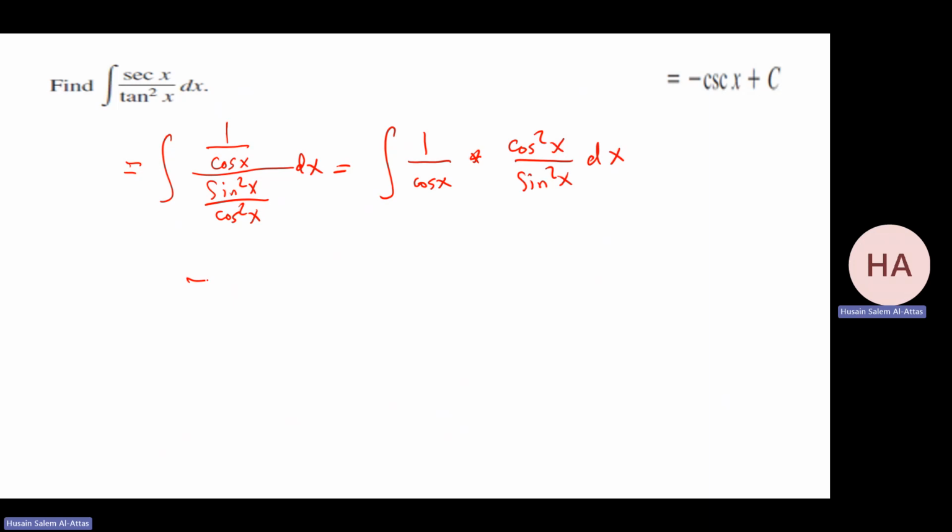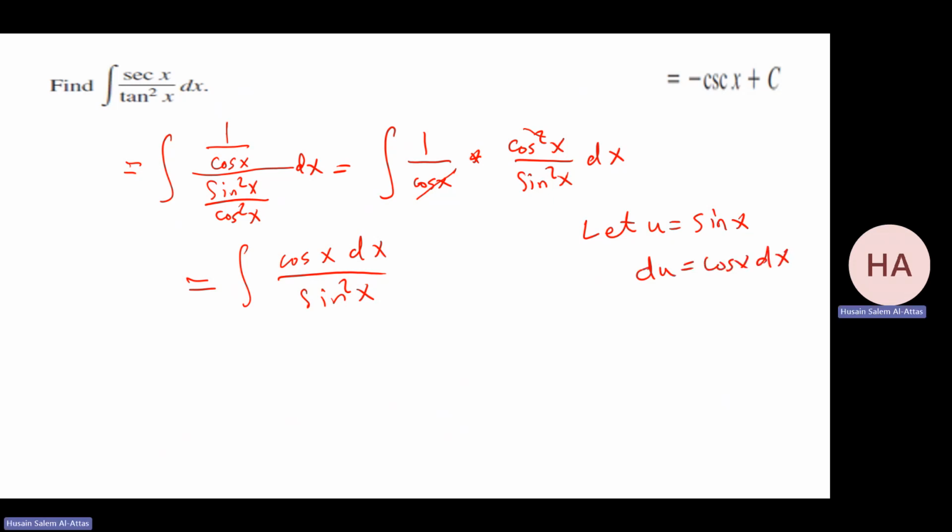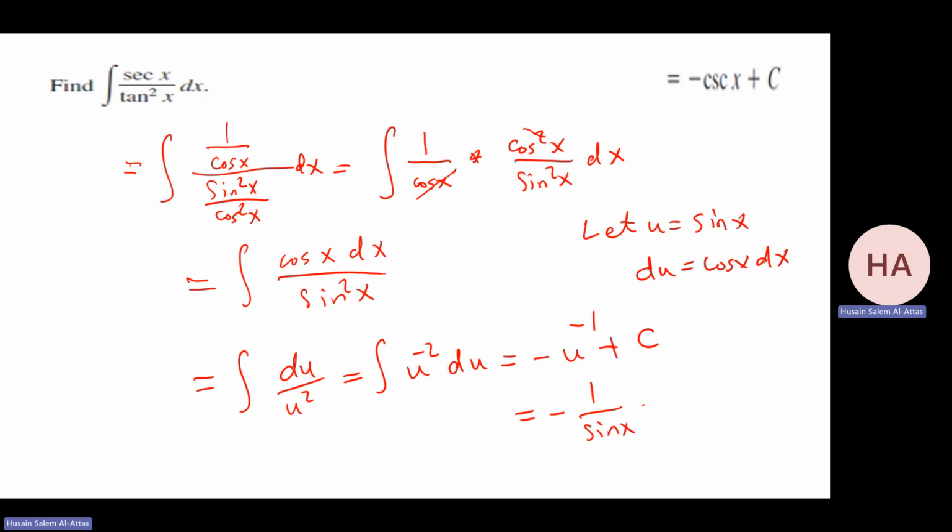And that is what? So this is cancelled with the square. So I have the integral of cosine x dx over sine square. So I let u be sine, du will be cosine. It's ready. So I have what? du over u square. In other words, u to the minus 2 du. And that will be minus u to the minus 1 plus c. So it's minus 1 over sine x plus c, which is minus cosecant x plus c.